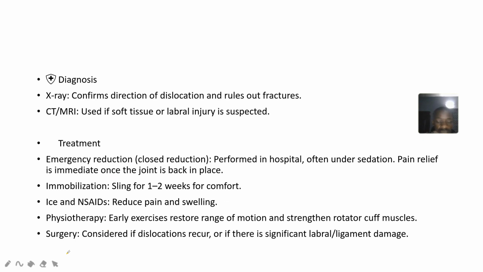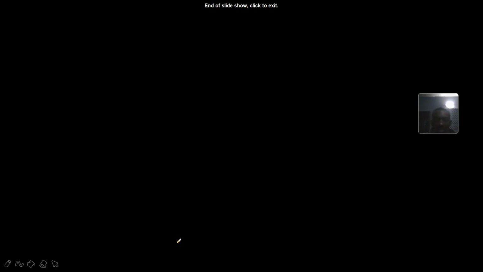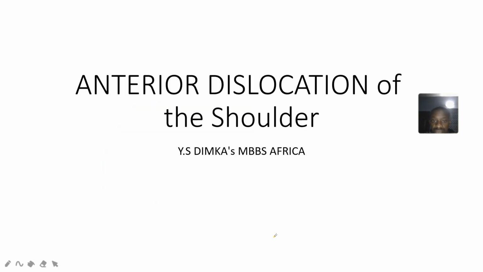You know, then treatments include emergency reduction, that's closed reduction. It's performed in the hospital under sedation or anesthesia. You immobilize, where you can sling up the arm for about 1 to 2 weeks. You can apply cold ice and also non-steroidal anti-inflammatory drugs to reduce the pain and swelling. Physiotherapy: early exercises restore range of motion and strengthen the rotator cuff muscles. Then surgery is considered if the dislocation keeps recurring again and again. Okay, so this is what we have for anterior shoulder dislocation.